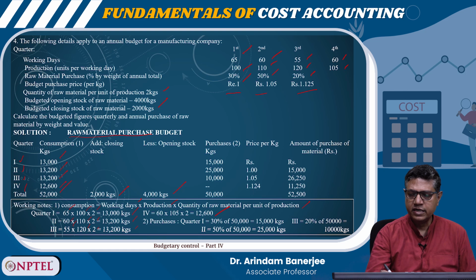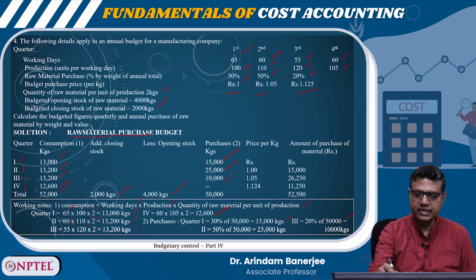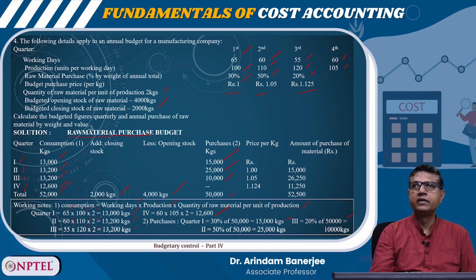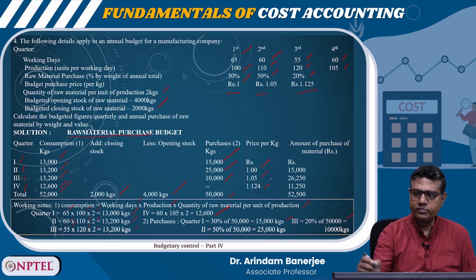For quarter 1, it is 30% of 50,000, that is 15,000 kgs. Quarter 2, 50% of 50,000, that is 25,000. In 3, 20% of 50,000, that is 10,000, and total is 50,000. So, price per kg, it is given there 1.05, 1.125. So, if you multiply, you will get the value of the amount of purchases 15,000, 26,250, 11,250.